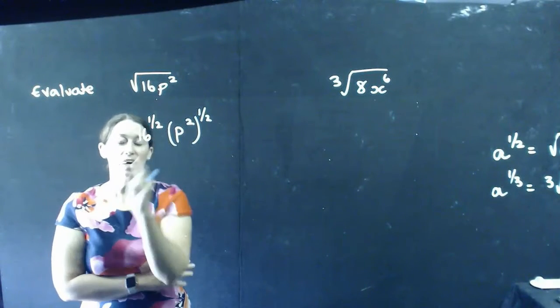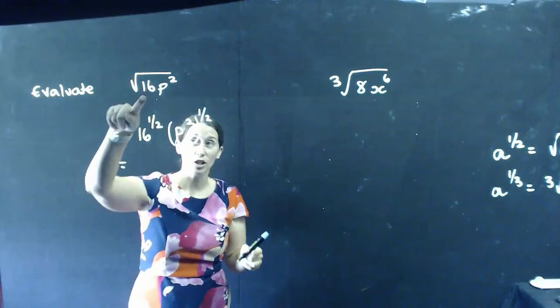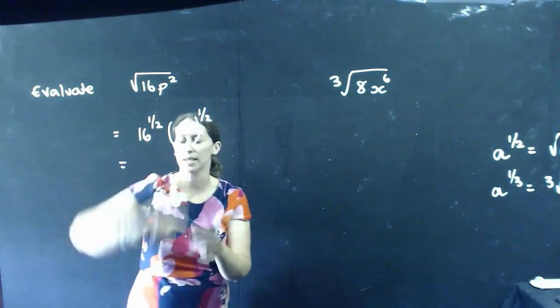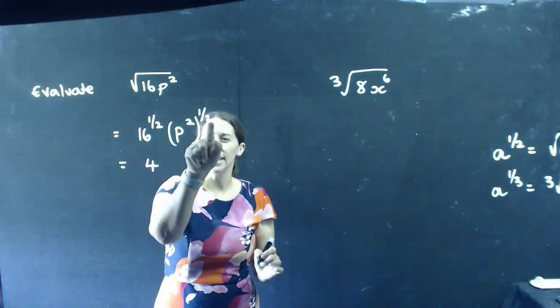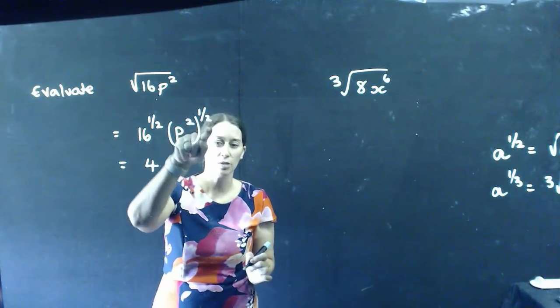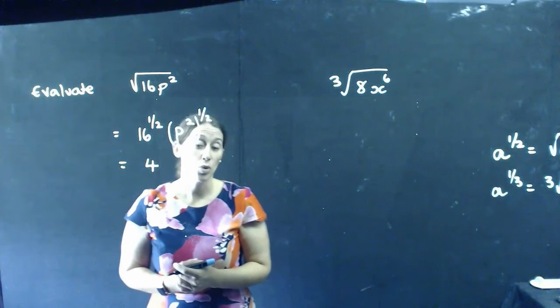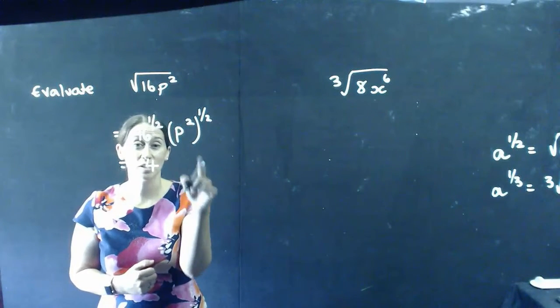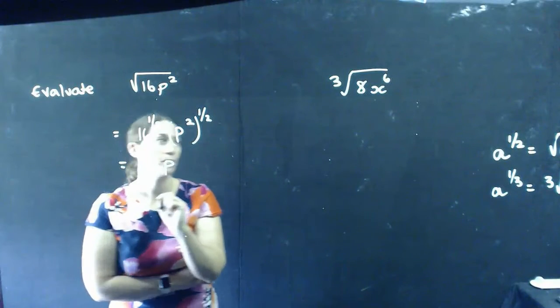Well, 16 to the power 1/2 is the same as the square root of 16. I didn't need to write that; I could have just evaluated it straight from there. So that's 4. And then using this, I need to raise the power to a further power. 2 times a half is 2 over 2, which is p to the power 1. So my answer is just 4p.